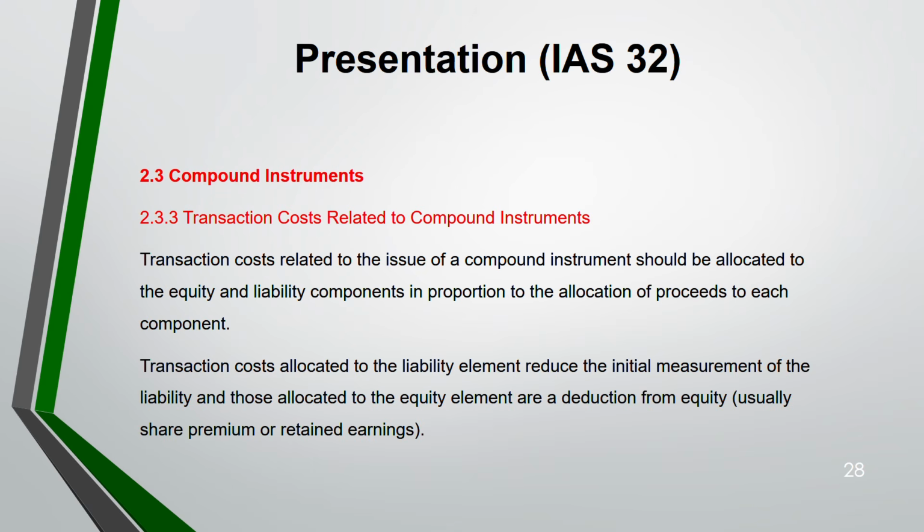proceed of each component. So the transaction cost that are going to the liability element will reduce the initial measurement of liability. See, that means when you measure liability from your initial measurement of liability, this transaction cost needs to be deducted, and also from equity element you will deduct the transaction cost. In short, doesn't matter whether it's a liability element or equity element, transaction costs are always deducted. Okay. How do you deduct from equity? You deduct from share premium or retained earnings the transaction cost. So that means transaction cost is also an expense in your profit and loss.